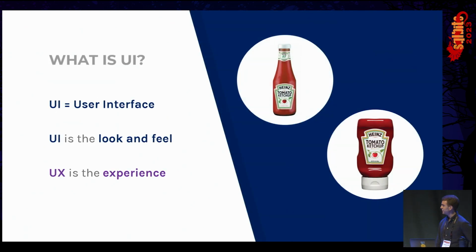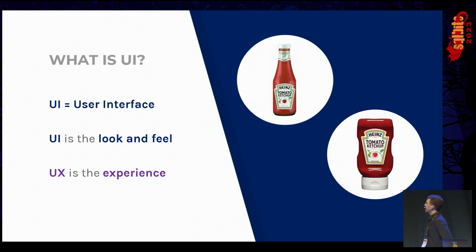So what actually is UI? UI stands for user interface, and what it basically means is the look and feel of our application or piece of software. It's the aesthetics. UX, on the other hand, is all about the user experience, how you actually feel when using that application.